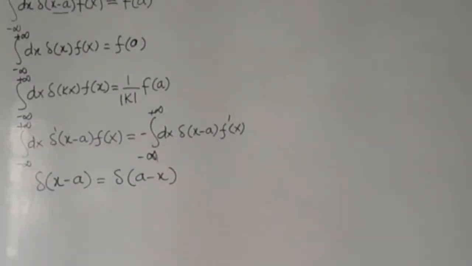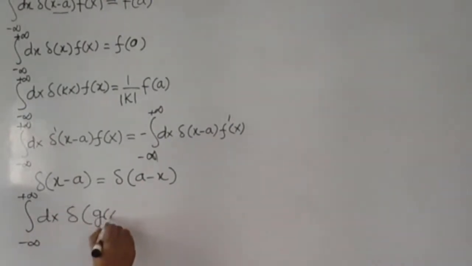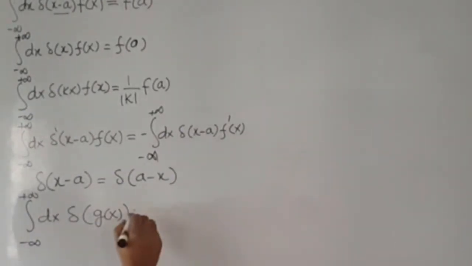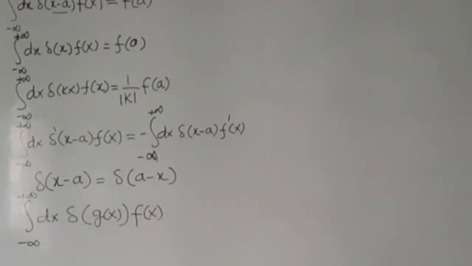And the last property, in which we discussed the Jacobian relation, was that from minus infinity to plus infinity, if we have dx and delta, now the domain is another function, g of x. So if this is applied on a function, then what will this be equal to? Now this g of x will be equal to 0, and we will use the Jacobian relation, and this will be equal to all the zeros of g of x.